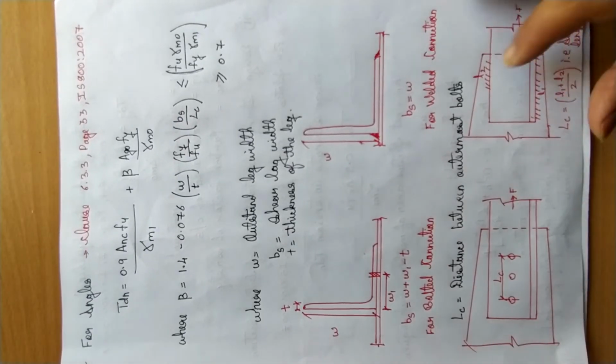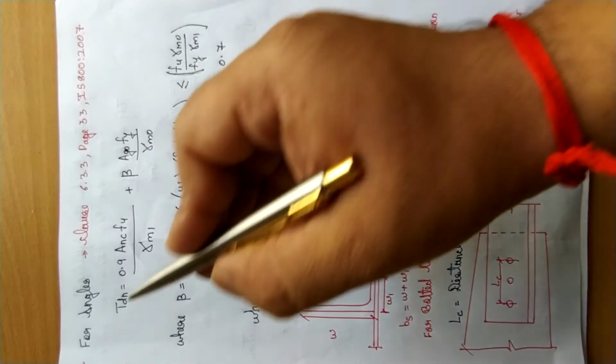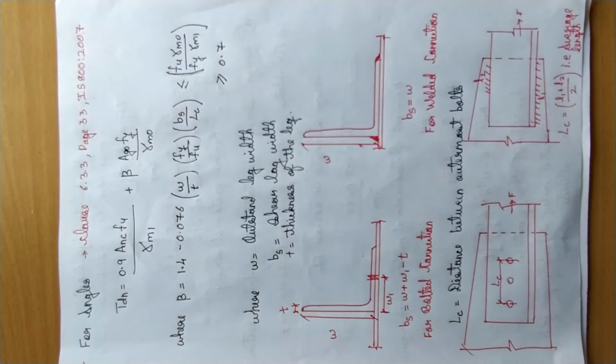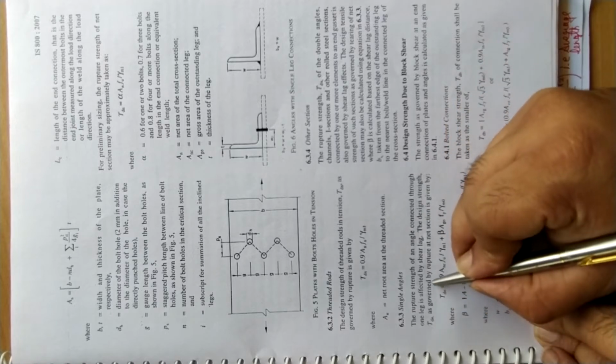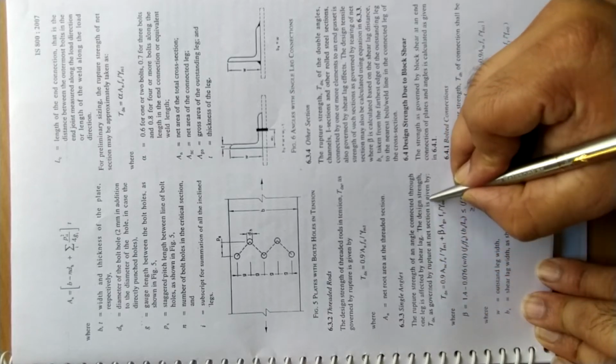So next is for angles. The previous formula was for the plate. So let us see in the code book how it is given. In the code book it is given here. Single angles: for single angles, the rupture strength of an angle connected through one leg is affected by shear lag. The design strength Tdn as governed by rupture at net section is given by.